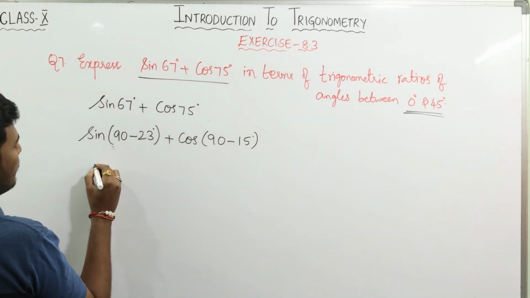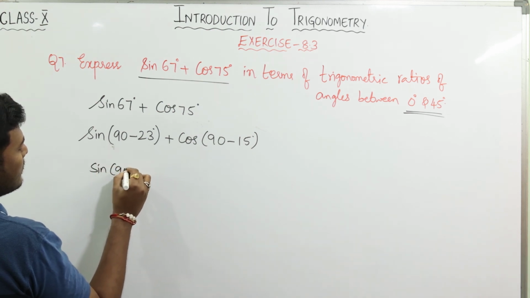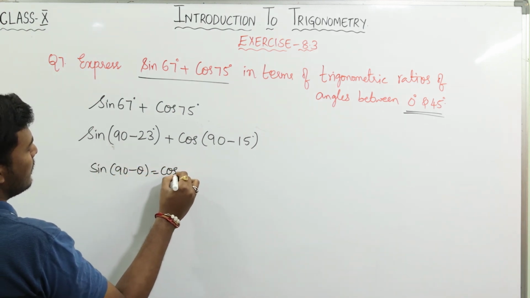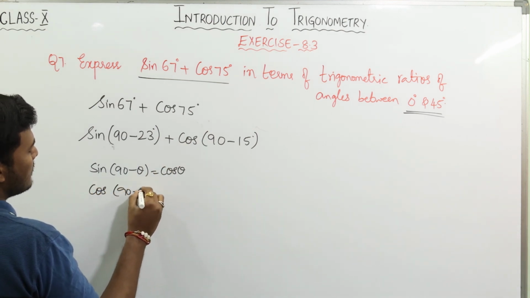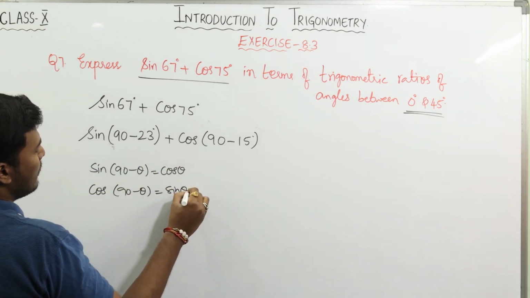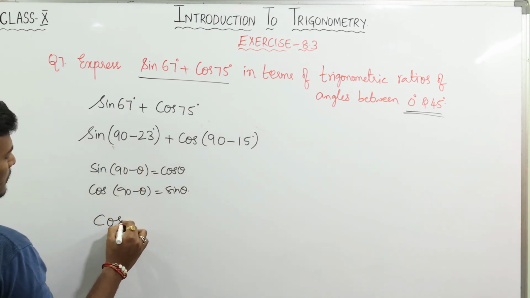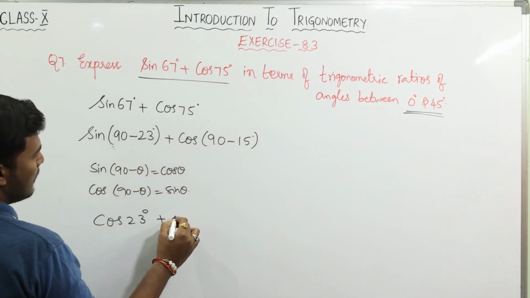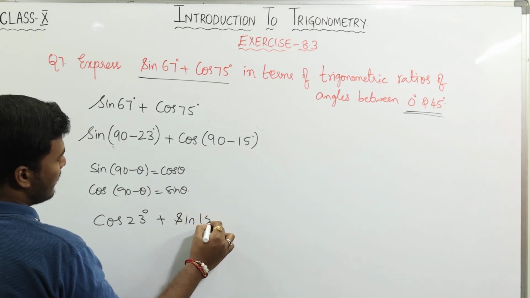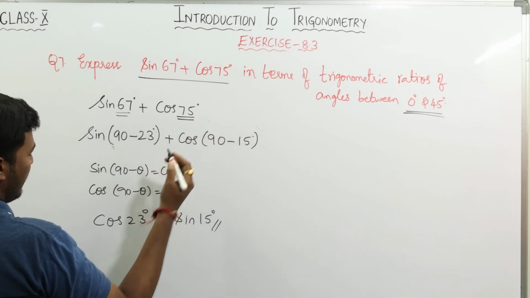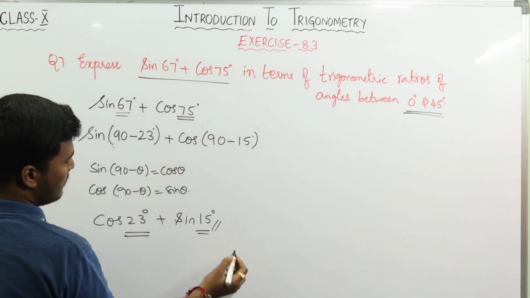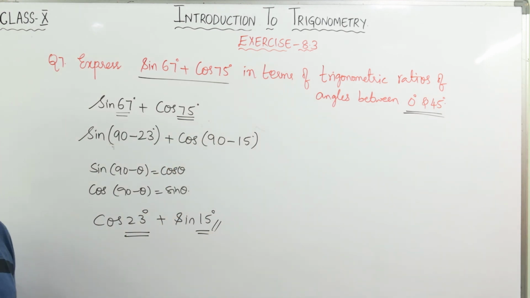Now this is in the form of sine (90 minus theta). Sine (90 minus theta) is nothing but cos theta, and cos (90 minus theta) is equal to sin theta. So therefore it will become cos 23 degrees plus sin 15 degrees. So we have expressed sine 67 and cos 75 in between 0 and 45 degrees.